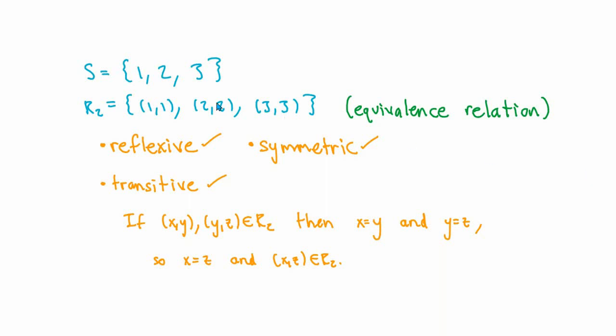In general, for any set S, if you define a relation R by taking the collection of all pairs of the form (x, x), where x is an element of S, that's going to produce an equivalence relation.